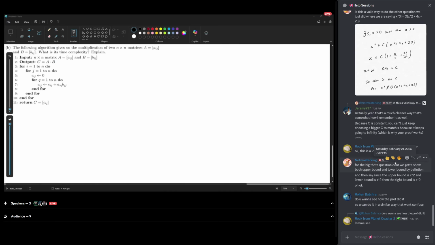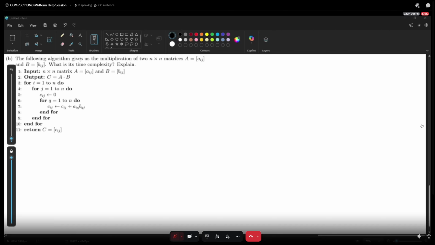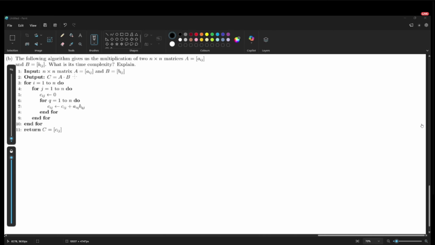Basically, when you're analyzing time complexity, you want to see what kind of operations take constant time and which ones are structural instructions, where instructions tell you to do a certain action multiple times.